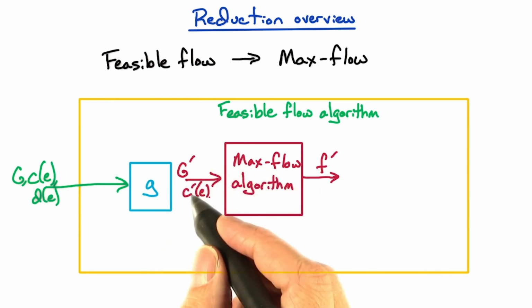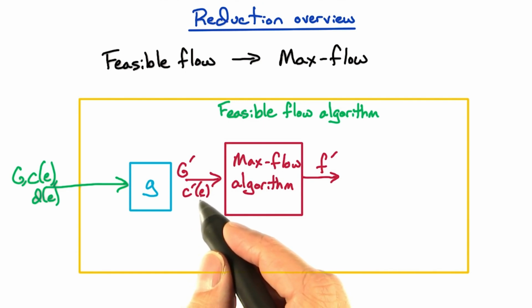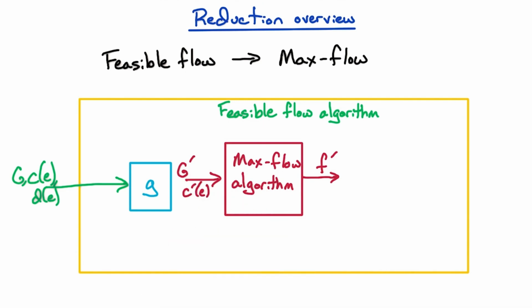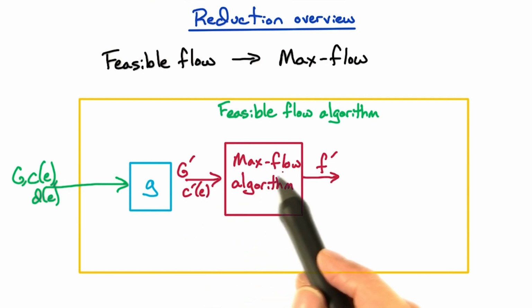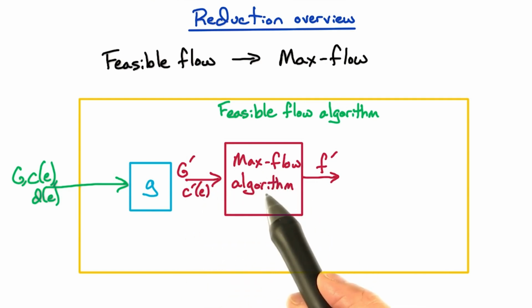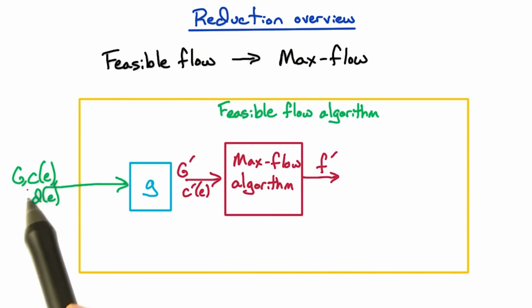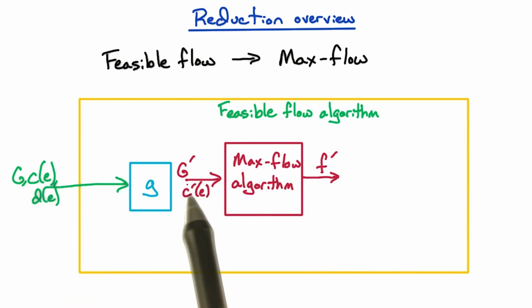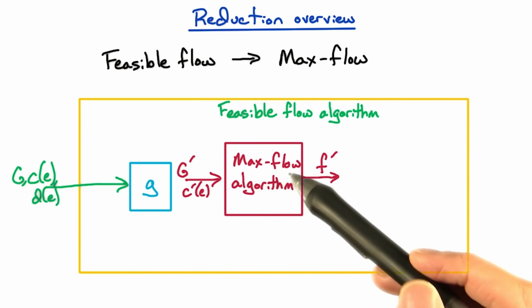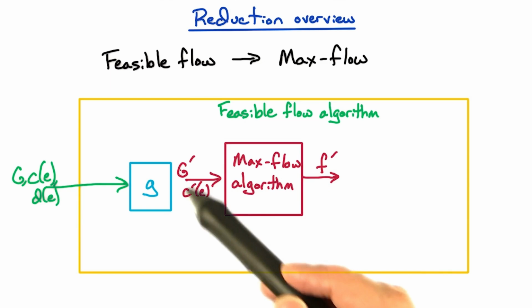So we'll define C prime of E to be the capacity along edges in this graph G prime. But there are no demands in this graph. The input to the standard max flow problem does not have any demand constraints. So we have to somehow encode these demands in these capacities and in this graph G prime. Then we're going to run our black box algorithm for the max flow problem on this input.